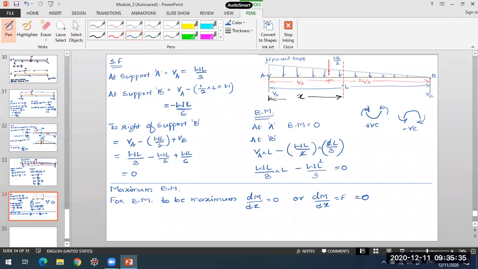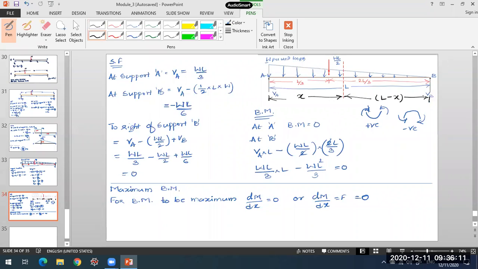So what is the sum of all the forces to the left of the section that has to be taken? Then we can equate it to 0. So to the left of the section, this is the loading part. For calculating the shear force, I can even take the sum of forces to the right of the section also. It may be to the left or right. So what is the shear force we have defined? It is an algebraic sum of all the forces either to the left or right of the section.